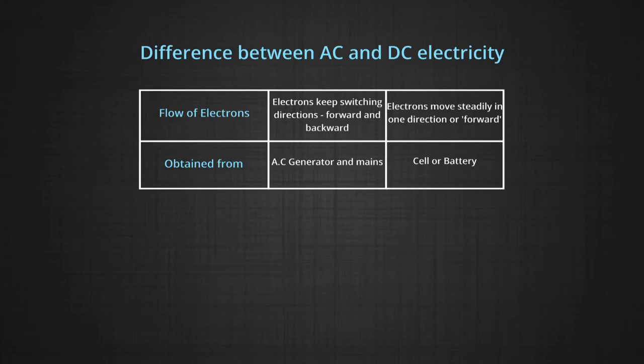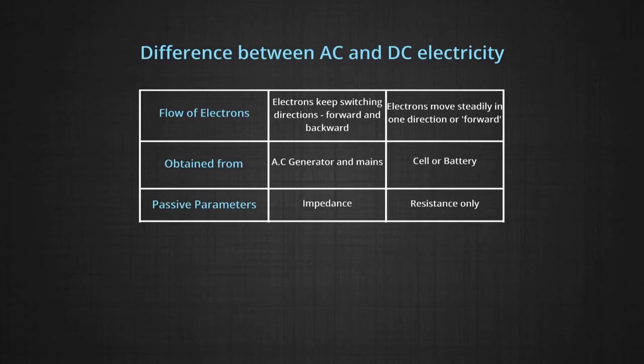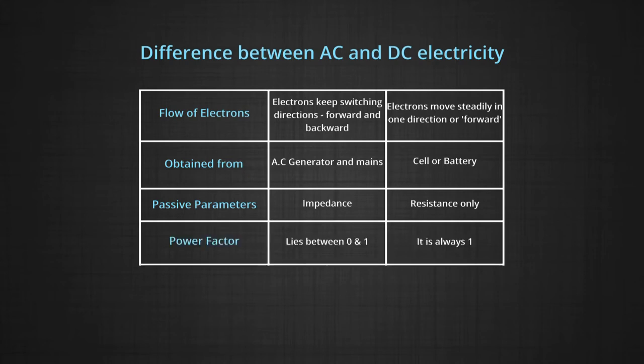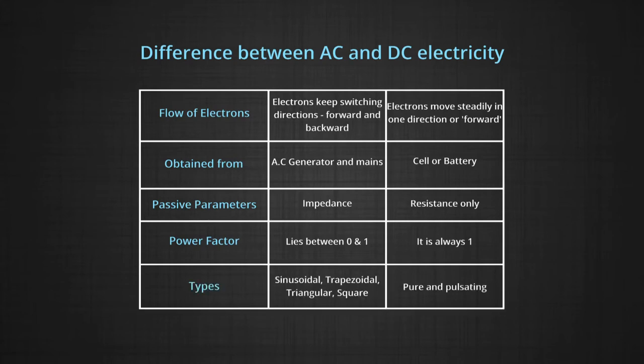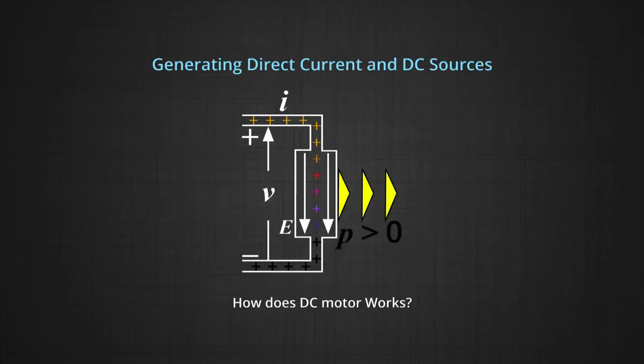If we talk about the passive parameters, in case of AC we call it impedance, and for DC we have resistance only. Power factor for AC lies between 0 and 1, and in case of DC it is always 1. If we talk about waveform, for AC it is sinusoidal, triangular or square wave. In case of DC it is purely pulsating. Now we will discuss generating direct current or DC sources.